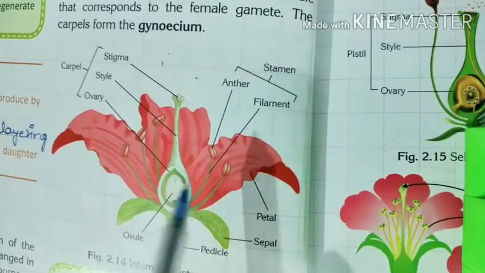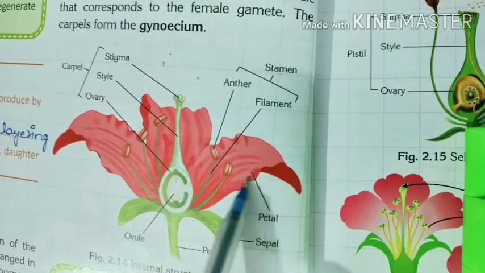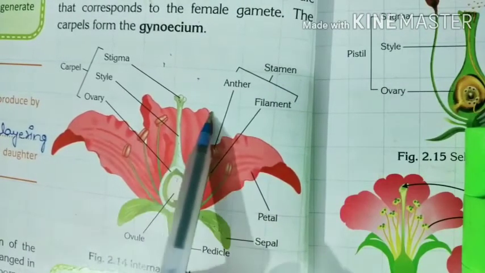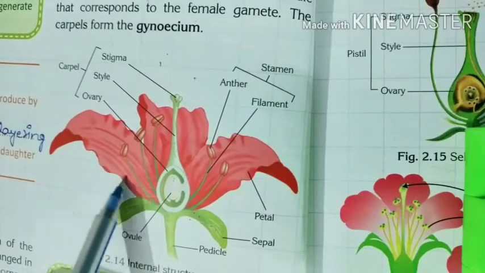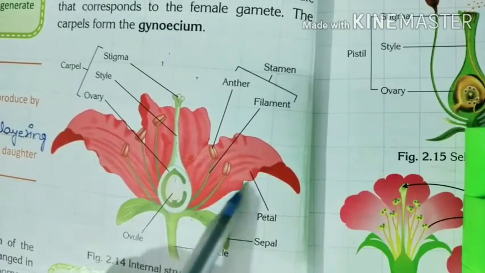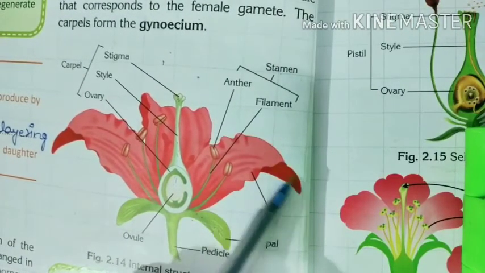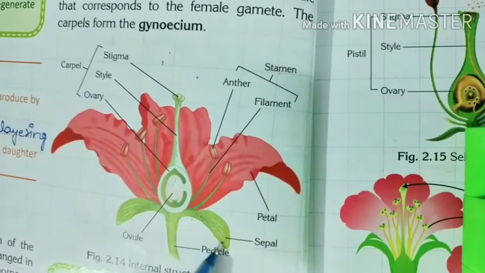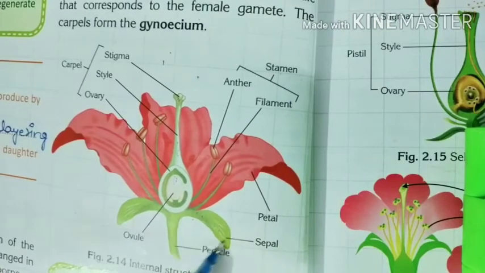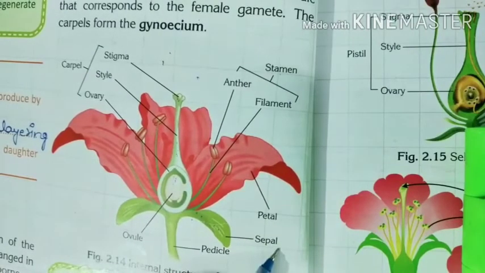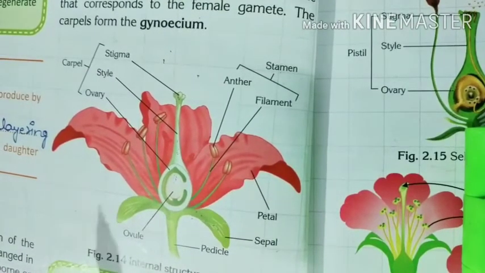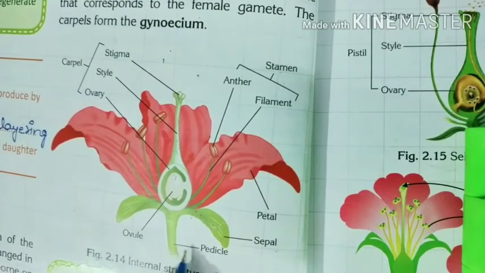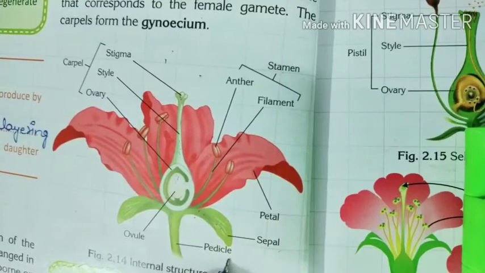Other than these parts, you can see a petal here, the colored part of the plant. This is the petal. The group of petals is known as the corolla. And here you can see the sepals, the green ones. The group of sepals is known as the calyx. And this is the stalk, known as the pedicel.